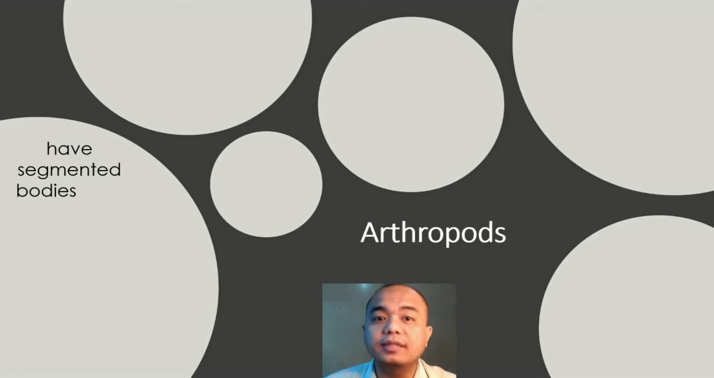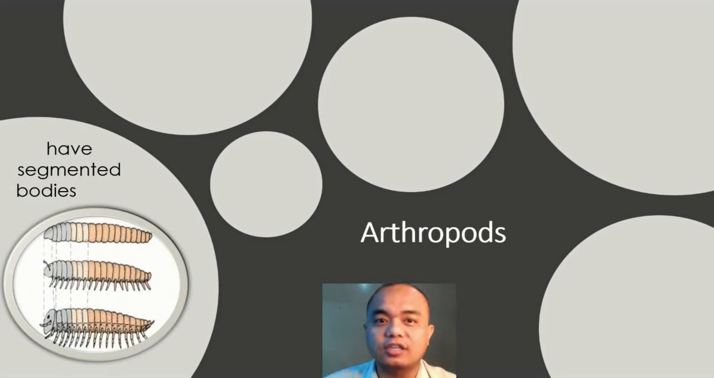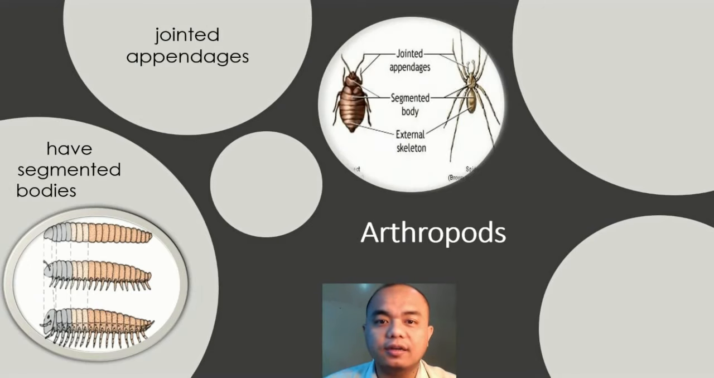Arthropods have segmented bodies. Their body is somewhat composed of different layers, no? Just like here in the illustration. Their bodies are made up of many identical looking segments. Arthropods have jointed appendages, just like here. Appendages is something like a small part that is connected to a larger part, just like the antenna, no? Ilang mga gaway-gaway. So that's jointed appendages.